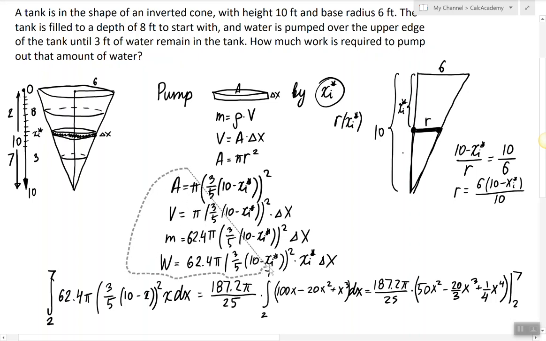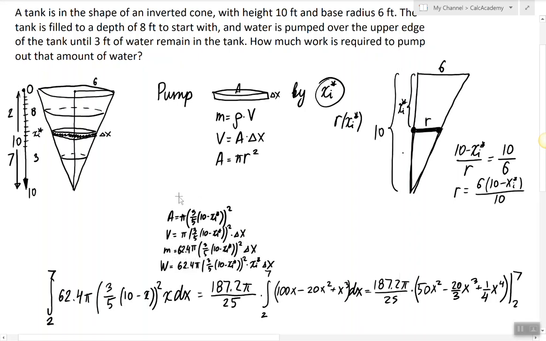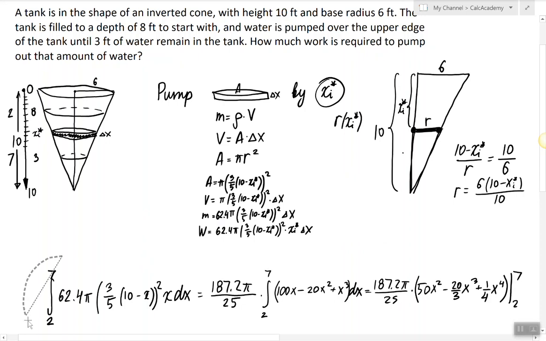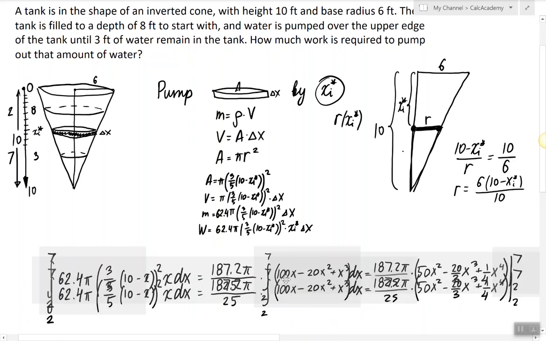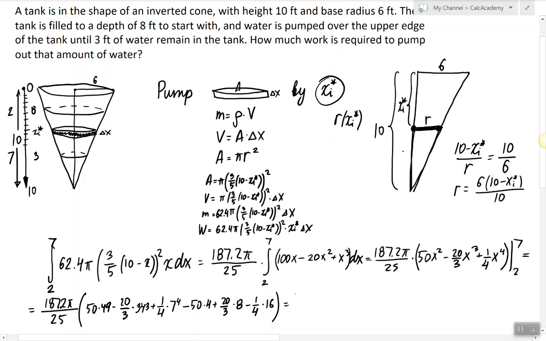I'm going to make some room over here. So plugging in 7 into this function, we get 50 times 49 minus 20 over 3 times 343 plus 1 over 4 times 7 to the power 4 minus 50 times 4 plus 20/3 times 8 minus 1/4 times 2 to the 4, which is 16. And I'm just going to plug it in the calculator.